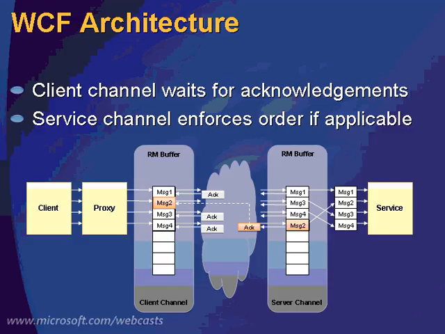So the client channel will wait for acknowledgments. The server channel will enforce order if applicable. Let's see how that might work. So the client calls one or more operations on the proxy. So let's say it calls an operation and sends message 1 through 4 in that order. And so the client side channel will have a buffer for message 1 through 4.